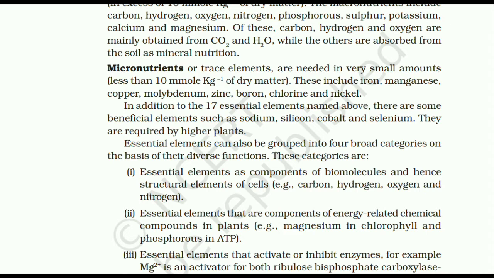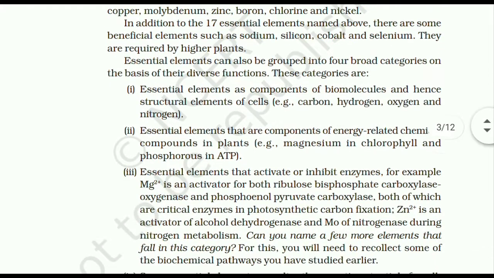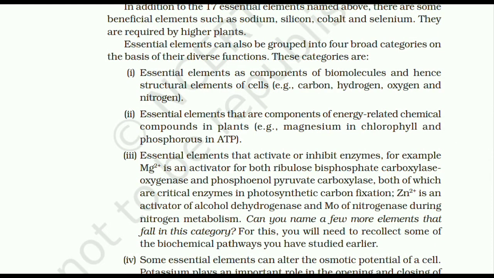Essential elements can also be grouped into 4 broad categories on the basis of their diverse functions. These categories are: number 1, essential elements as components of biomolecules and hence structural elements of cells, for example, carbon, hydrogen, oxygen and nitrogen. Number 2, essential elements that are components of energy-related chemical compounds in plants, for example, magnesium in chlorophyll, phosphorus in ATP.